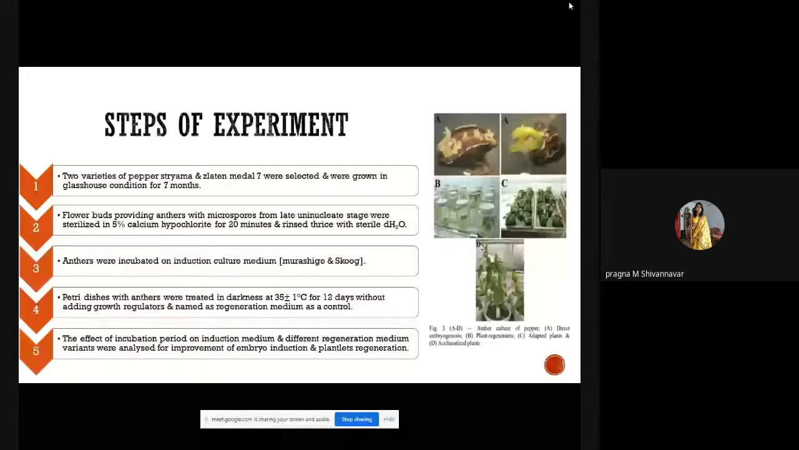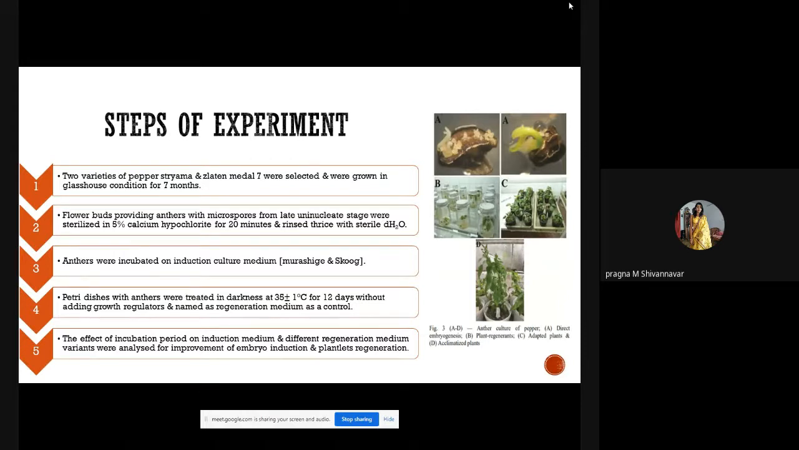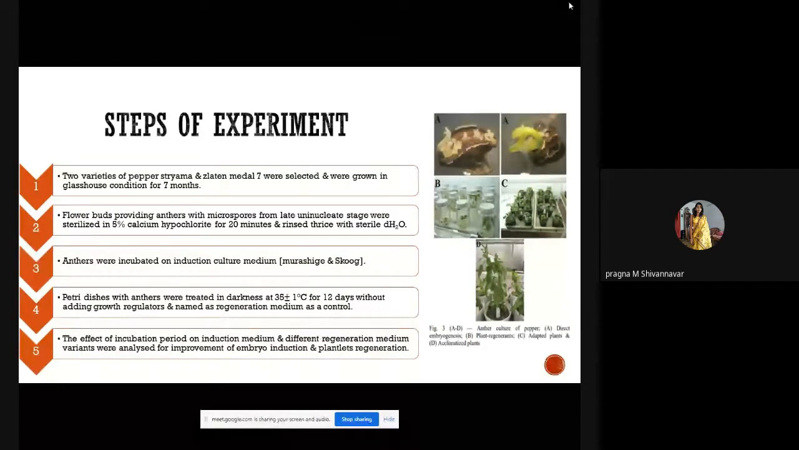The effect of incubation period on the induction medium and different regeneration medium variants were analyzed for improvement of embryo induction and plantlet regeneration. The first experiment was combined with 3 concentrations of kinetin in regeneration medium and 5 different duration times on incubation medium. The regeneration medium that was considered as control was named as 12, and the next medium, the culture medium variant 12-1, contained 0.1 mg per liter kinetin, and 12-2 with 0.2 mg per liter kinetin, and 12-3 with 0.3 mg per liter kinetin.